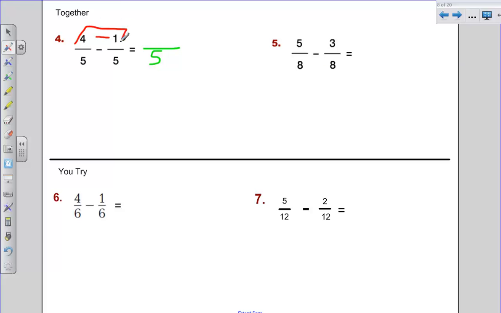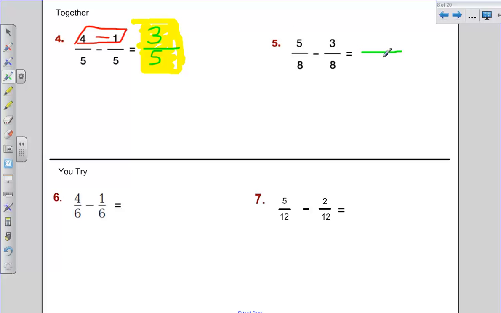So I'm left with just doing my basic subtraction fact up here of 4 minus 1. 4 minus 1 is 3. So I'm going to have 3/5. Now, do 3 and 5 have any common factors besides 1? No. So 3/5 is a fraction that's going to be in simplest form. So I'm done with my problem. 3/5 is my final answer.